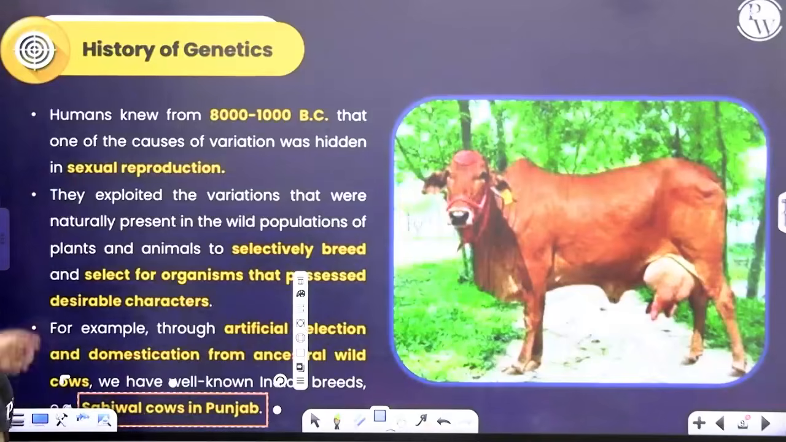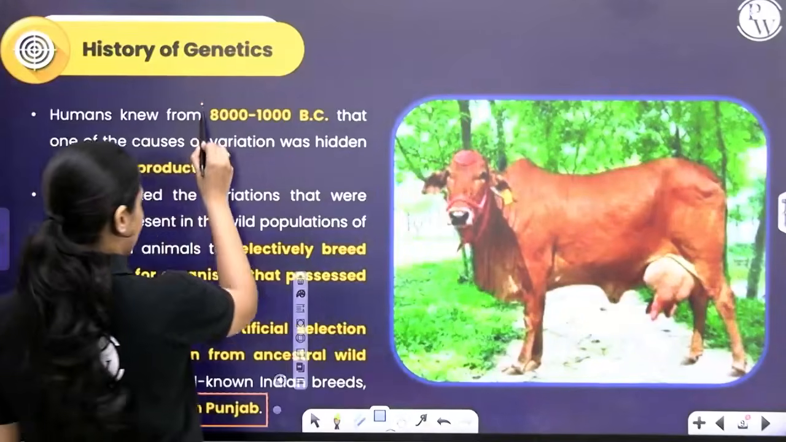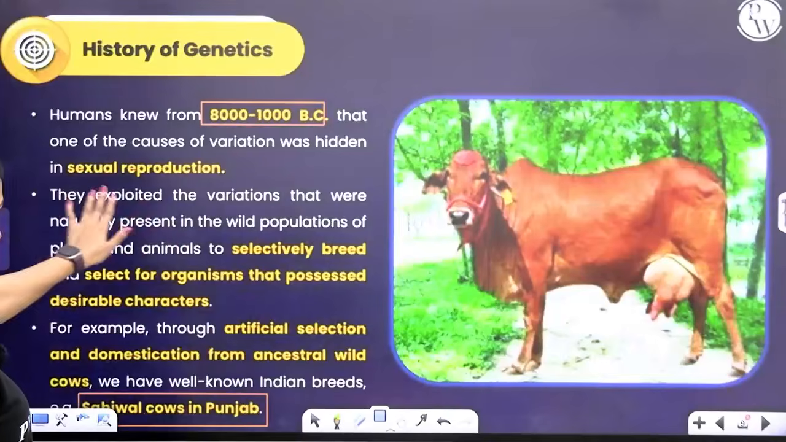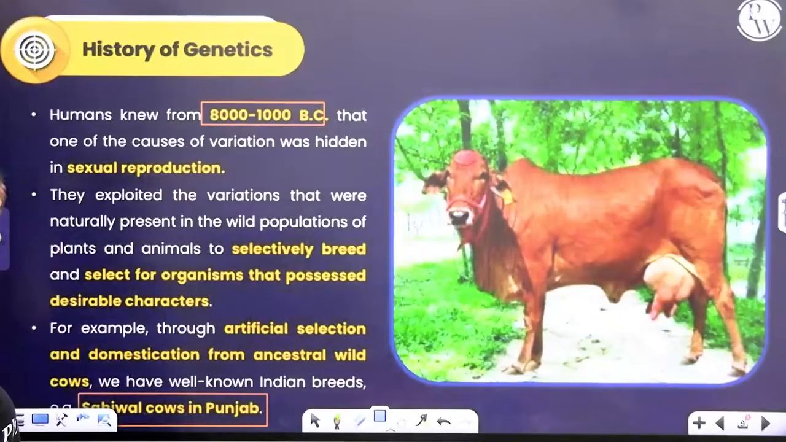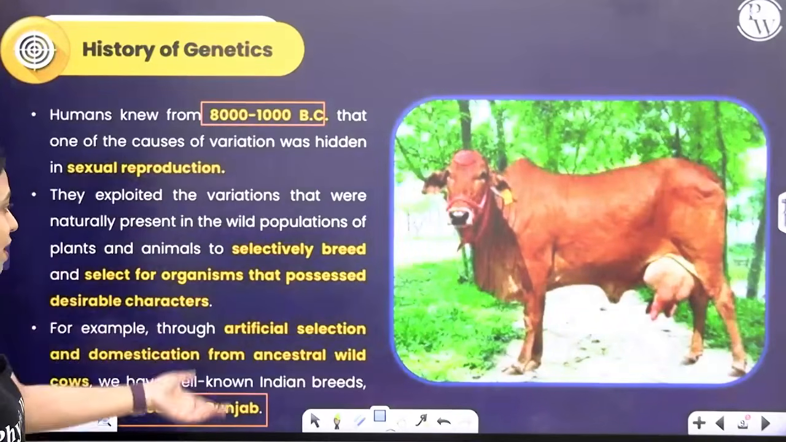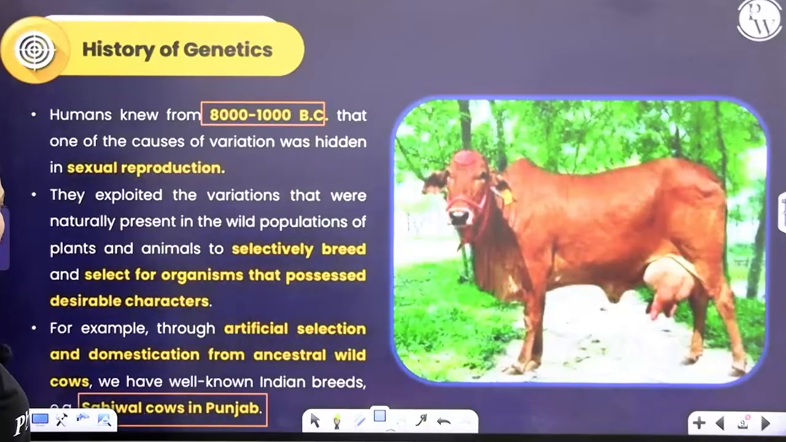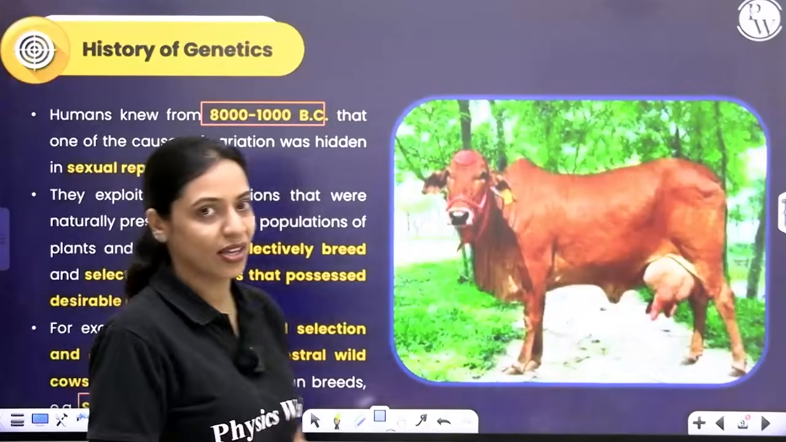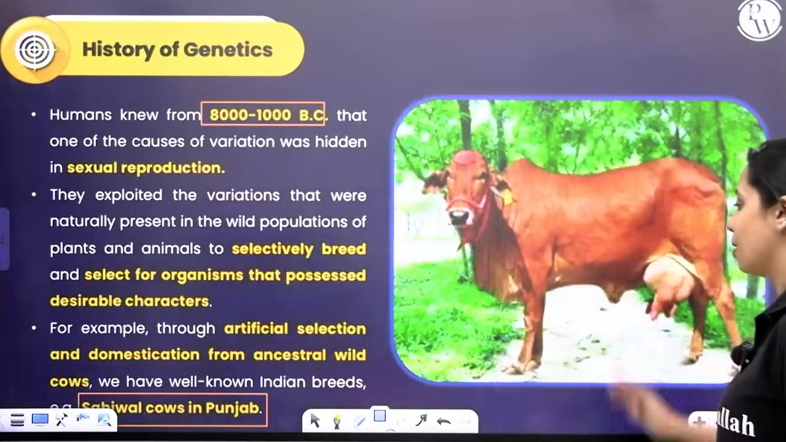Okay. So humans knew as early as 8000 to 1000 BC that one of the causes of variation was hidden in sexual reproduction. They exploited the variations that were naturally present in the wild populations of plants and animals to selectively breed and select for organisms that possess desirable characters. For example, through artificial selection and domestication from ancestral wild cows, we have well-known Indian breeds today, such as the Sahiwal breed that we have in Punjab.